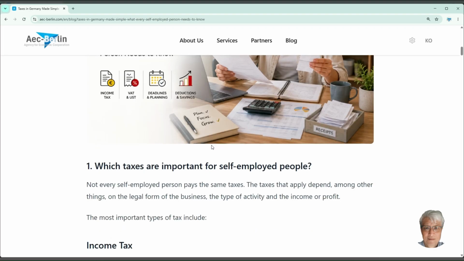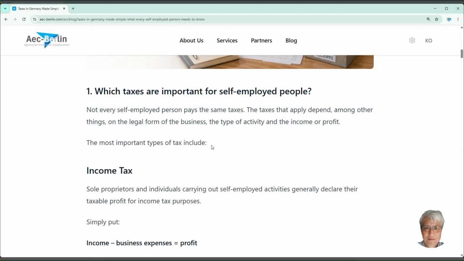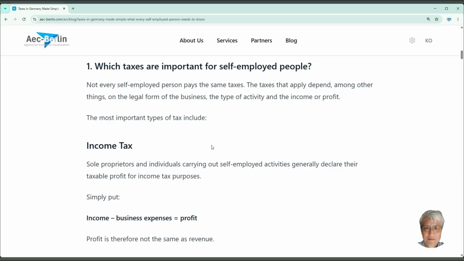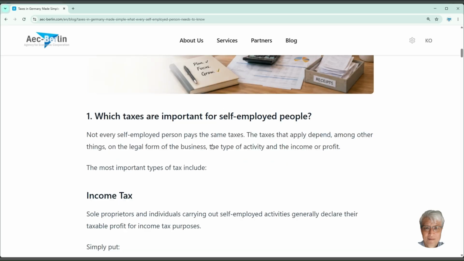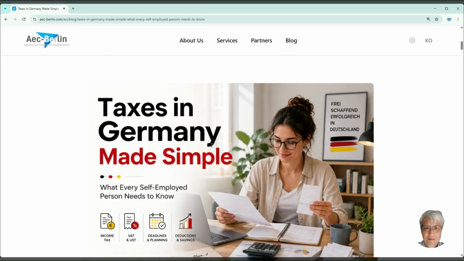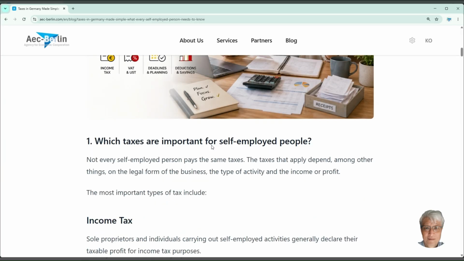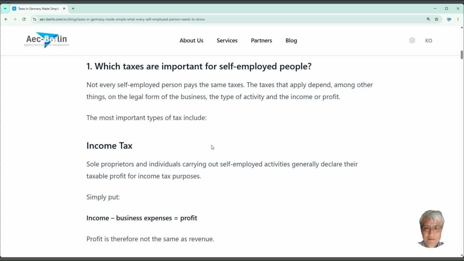For people who have had little experience with the German tax system, this can initially seem complicated. This article is therefore not intended to replace individual tax advice. Instead, it explains the most important basics in simple and practical language. It is particularly aimed at foreign self-employed people and business owners who want to better understand how the German tax system works.